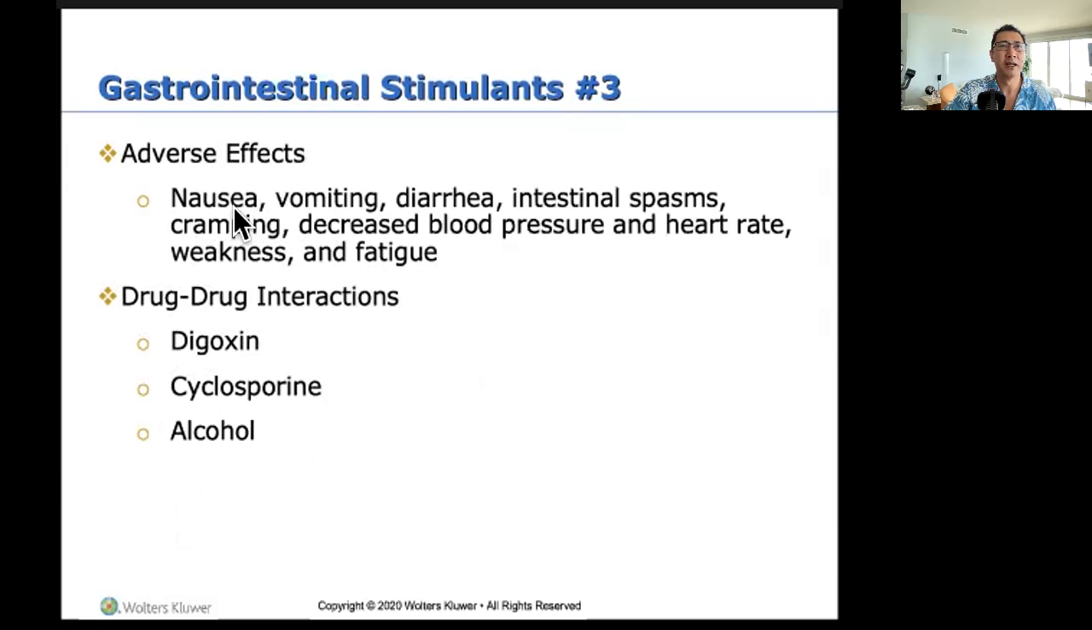Let's go with adverse effect. Generic intestinal spasms, cramping. I don't know about decreased blood pressure and heart rate, but we don't see that as much. It's there for a reason. I guess it happens rarely.